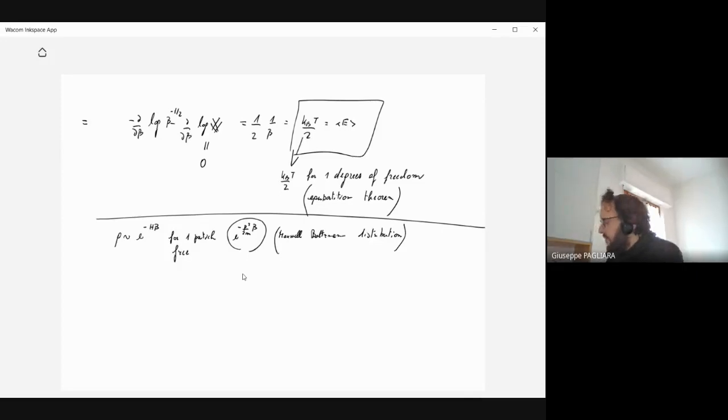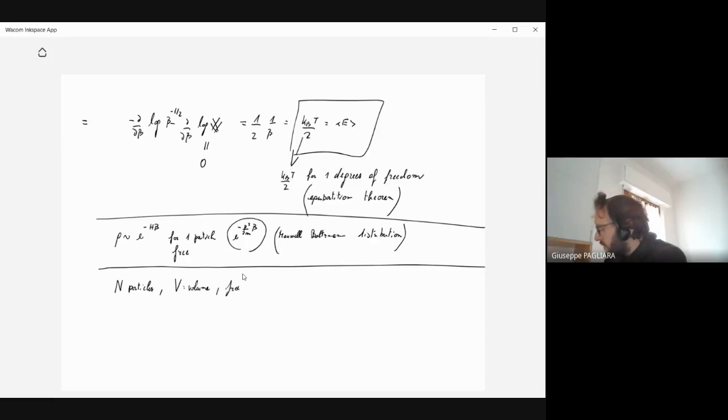Okay, so now let me make the story a little bit more complicated, but just a little bit, and consider instead N particles in a volume V, and suppose that those particles are free. And let us first compute the canonical partition function for this case.